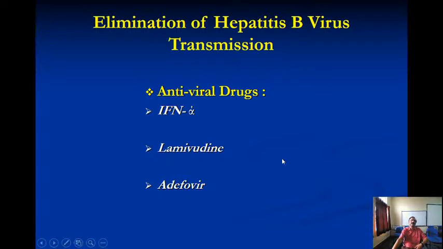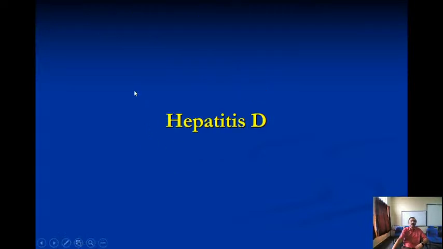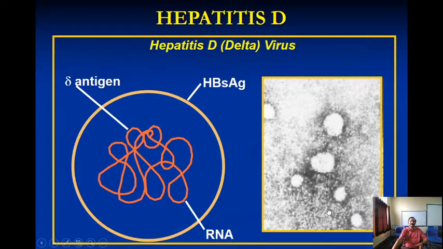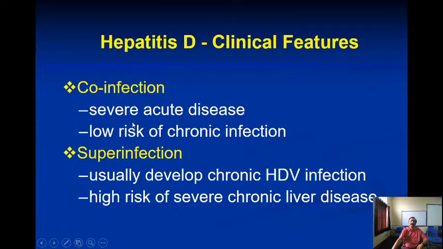So treatment basically involves giving interferon, lamivudine, and these are basically antiviral drugs. We will not discuss in detail, that will be discussed with my medical colleagues. Just to mention some things about hepatitis D and hepatitis C. Hepatitis D, just one or two slides. You have a delta antigen and a surface antigen just like hepatitis B. So it generally occurs as a co-infection. Severe acute disease takes place. There is a low risk of chronic infection.